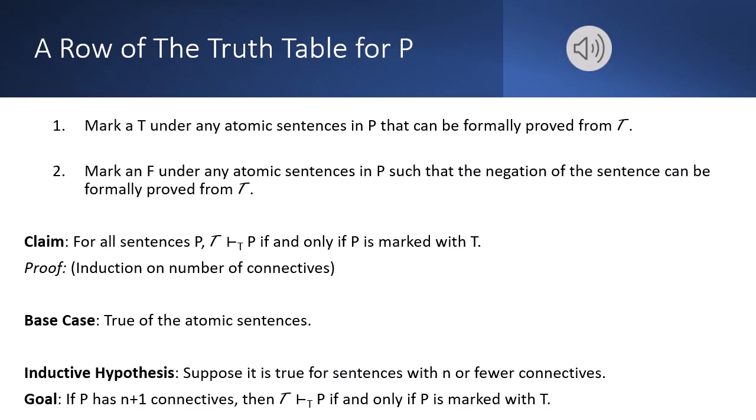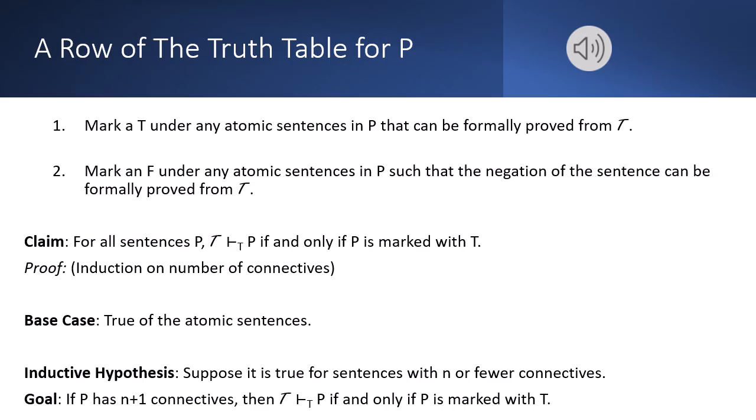There will be a proof of that sentence P from these assumptions, that expanded set script T, if and only if that sentence P is marked with a T in this particular row of its truth table. And the proof here is, again, by induction on the number of connectives.